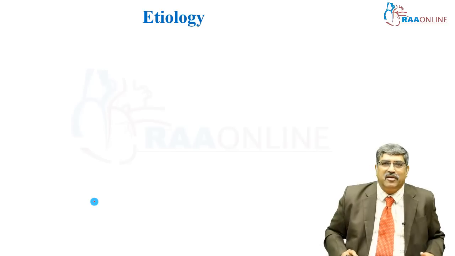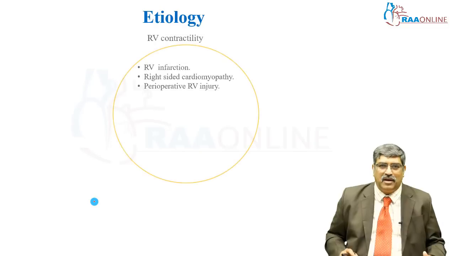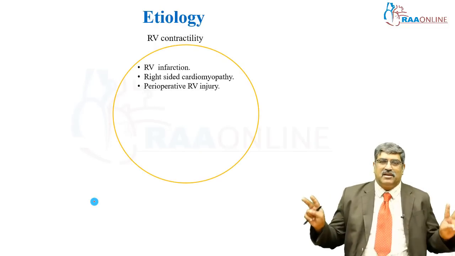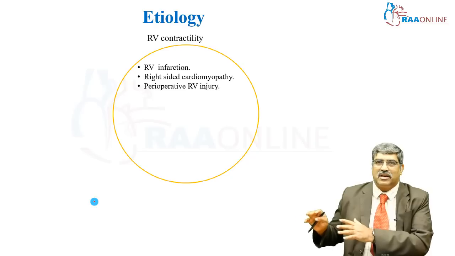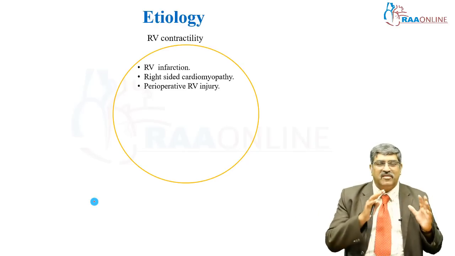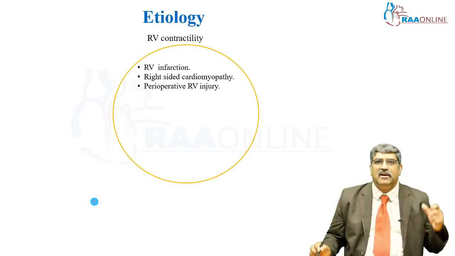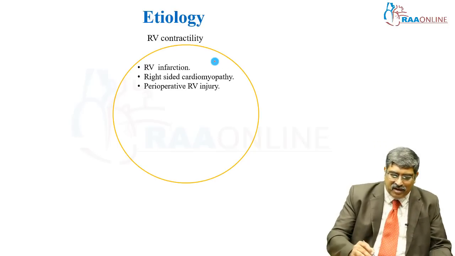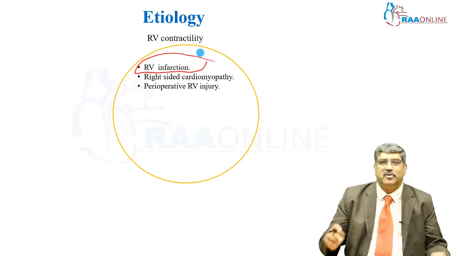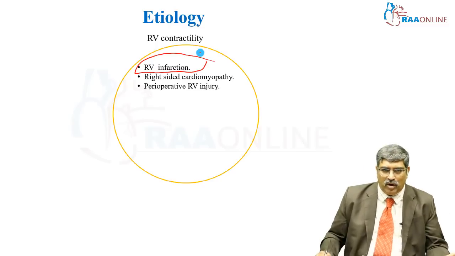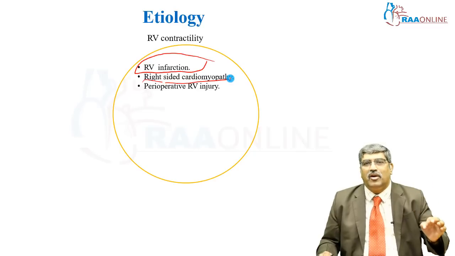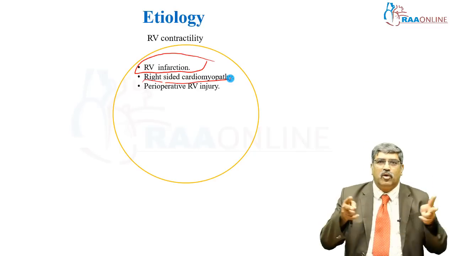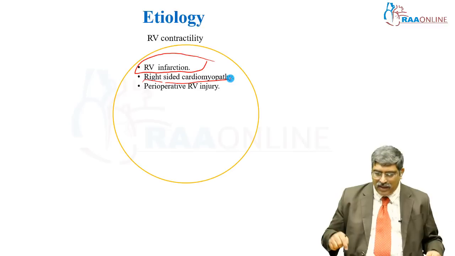Now coming to the etiology. When does the right ventricle fail? Three major factors are there. Right ventricular contractility may be affected, the pressure might increase and cause right ventricular failure, or the volume to the right ventricle might increase and cause failure. The contractility might be affected due to RV infarction due to a right coronary artery involvement, right-sided cardiomyopathy, or a perioperative right ventricular injury. When they cut open, the right ventricle might be damaged. This all can affect the right ventricular contractility.